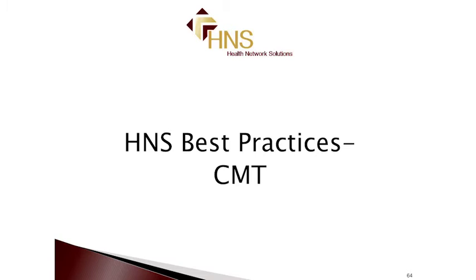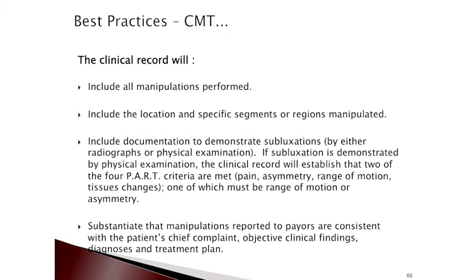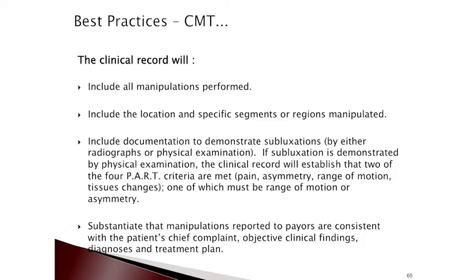Let's talk about CMT. The clinical record will include all manipulations performed, including location and specific segments or regions manipulated. Very important that you're getting those segments in there. I have a kind of ongoing record of segments throughout the course of care. I can bring over my previous notes for that particular area, so I can see how that's changed over time. Again, adding more value to what's in the notes. Include documentation to demonstrate subluxations by radiographs or physical exams. We talked about that earlier.